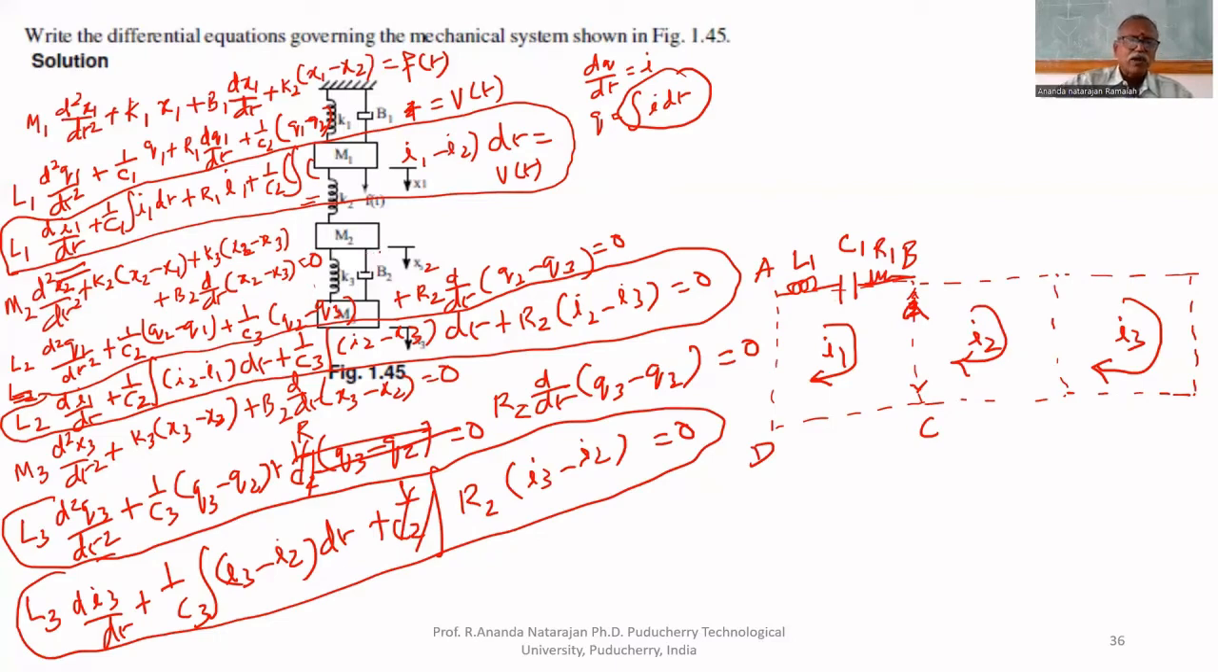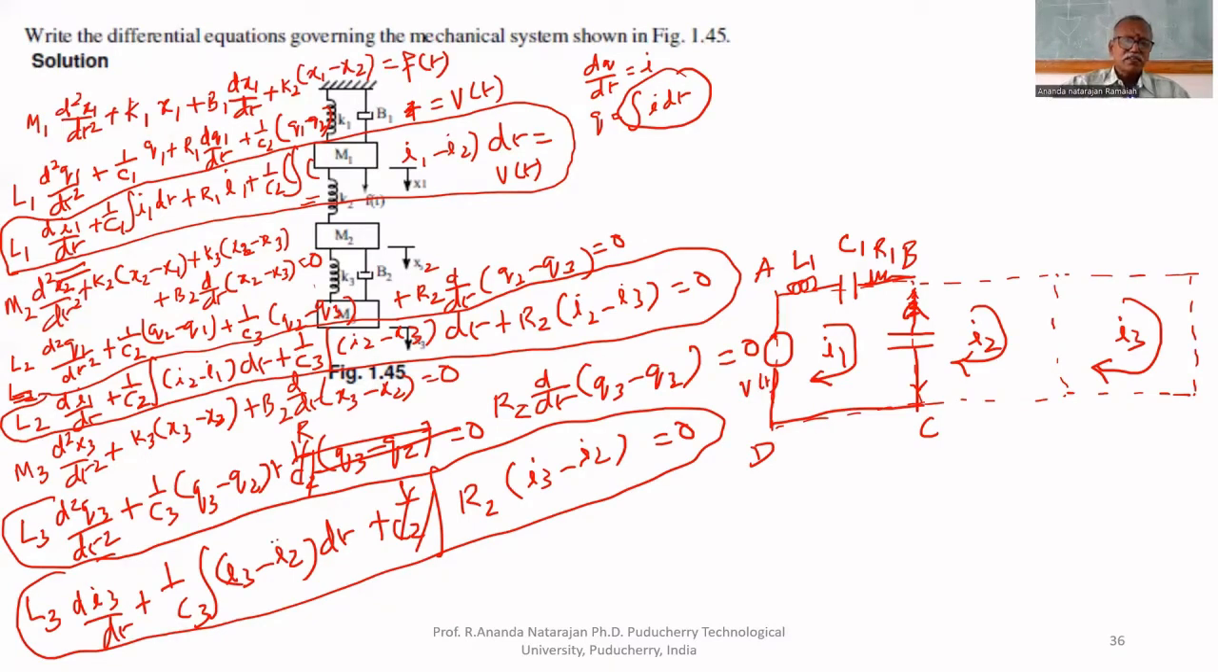L1, C1, R1. Then C2. The current through C2 is I1 minus I2. Therefore, C2 must be here. Two currents are flowing through that, I1 and I2. Then V of t is the applied voltage that is in the first loop only. That is here, V of t. That's all. First equation is over.